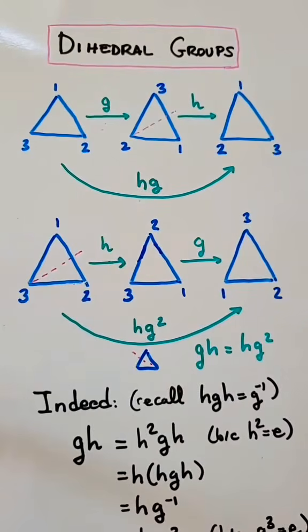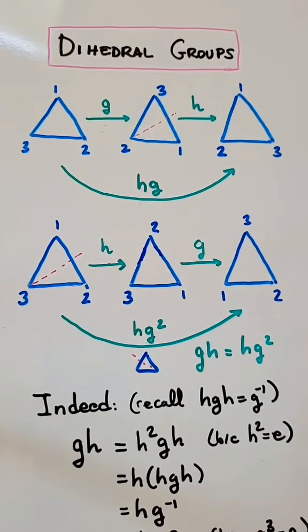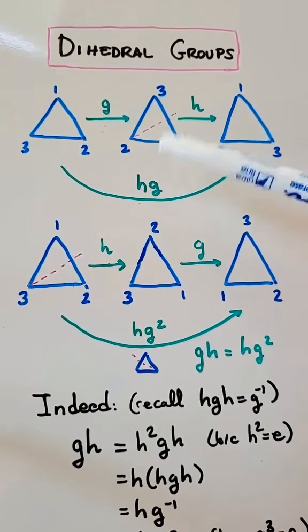One of the interesting properties of these groups is that these are some of the first examples of non-abelian groups, non-commutative groups, because these motions do not commute with each other. It matters in which order we do them.